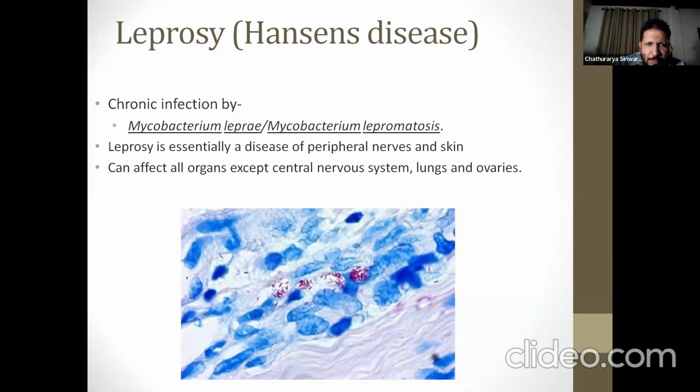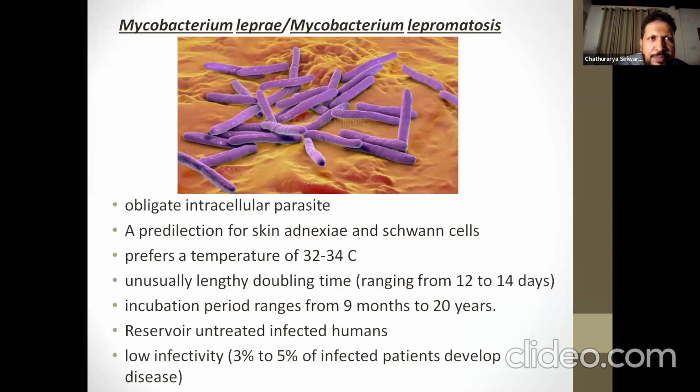As you can see in this picture, there are nerve fibers in a wavy form at the bottom, and you can see these red rods. Those are the lepra bacilli. So a little bit more about this organism. It's an obligate intracellular parasite, so the conventional antibodies which work against bacteria don't work here. We have to rely on the cell-mediated immune system, just like for viruses and cancer cells, to get rid of this organism. It has a predilection for skin adnexal structures and Schwann cells.